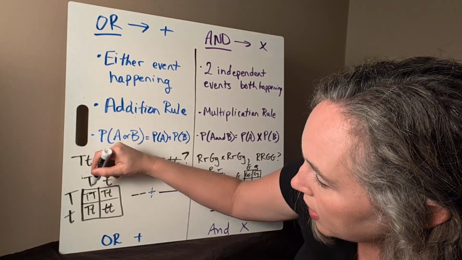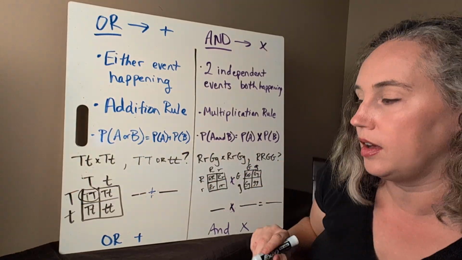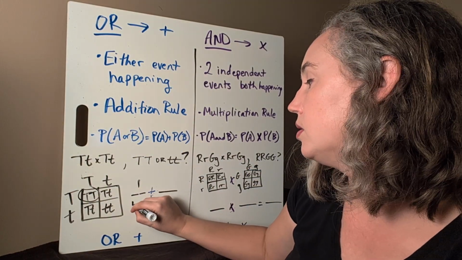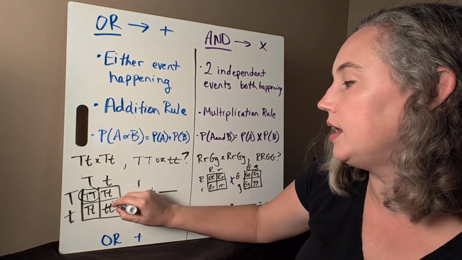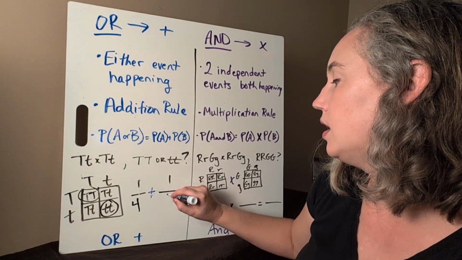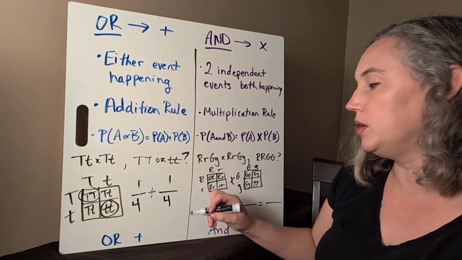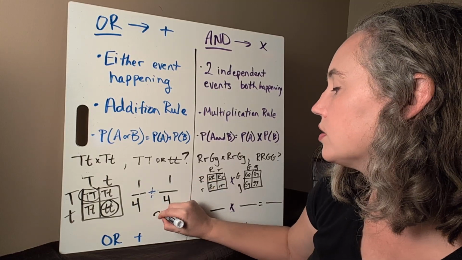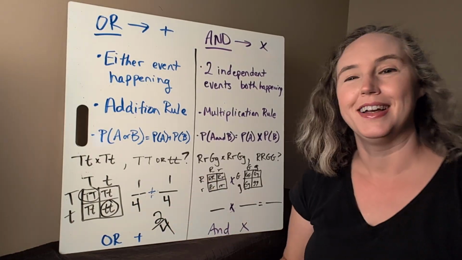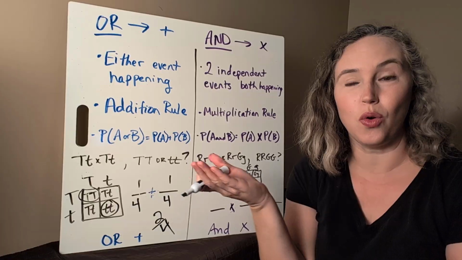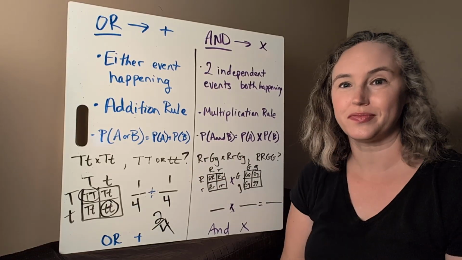So it looks like we have a 1/4 chance of being homozygous dominant and a 1/4 chance of being homozygous recessive. 1/4 plus 1/4 is 2/4 or 1/2. The question asked or, so we used addition.